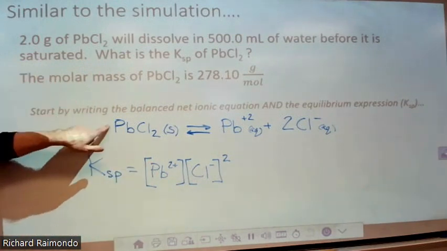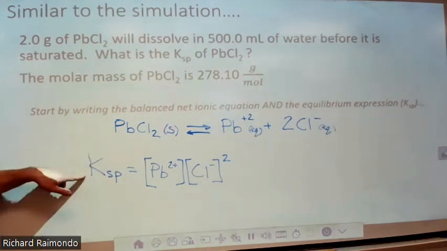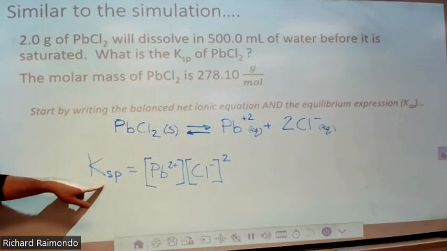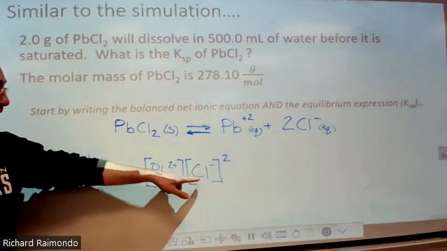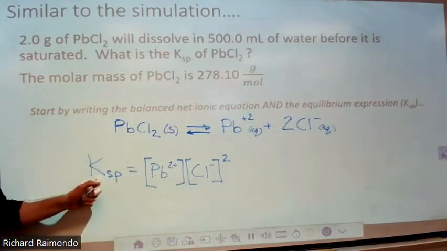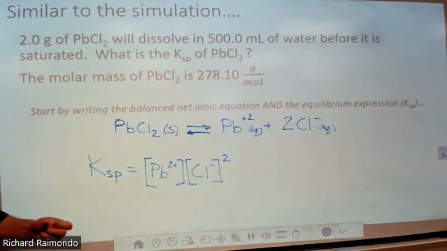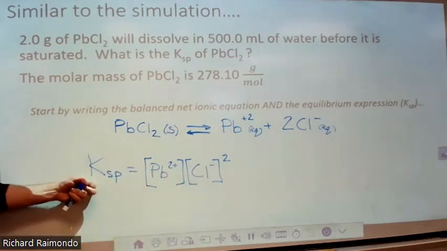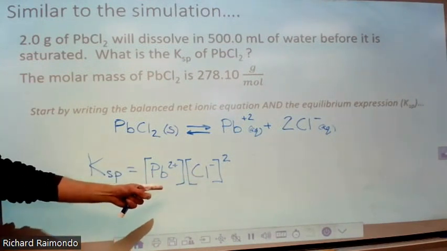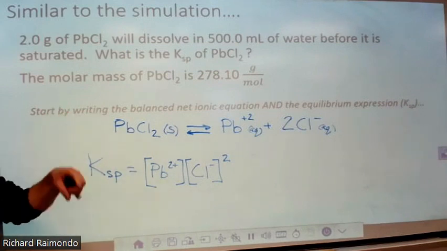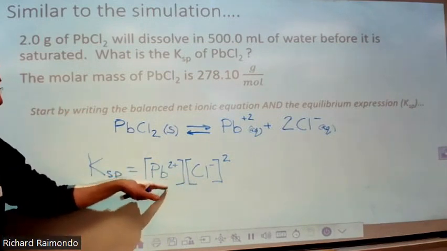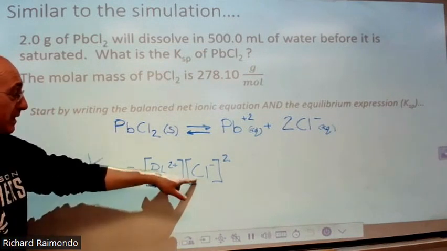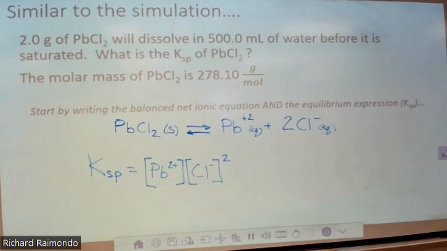So right there, you probably got 2 points: 1 for writing this correctly, and 1 for writing this correctly. Now, what are we trying to find? We're trying to calculate this. So what do we have to plug in here to calculate this? What do I need to calculate KSP? What are these square brackets? The concentration at saturation. So we need the saturation concentrations, the molar solubilities, another word for it, to plug in here so we can get to that.